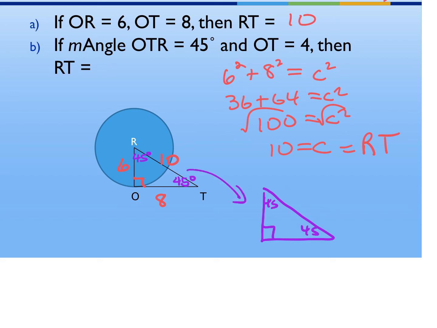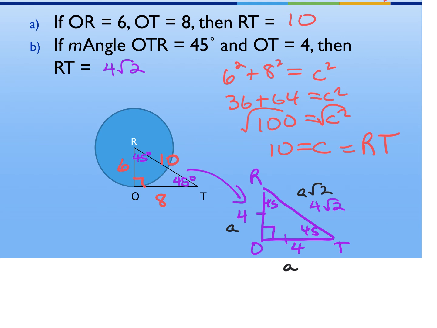So if I just take that out of here now, and they told me that OT has a length of 4, then they want me to find the length of RT. Well, I know if it's a 45-45-90, I can memorize that the two legs are congruent. So this leg would also be 4. And since it's the special right triangle, I know that the sides are going to be a, a, a root 2. So then all I have to do is put 4 square root 2, and that's the length of RT.